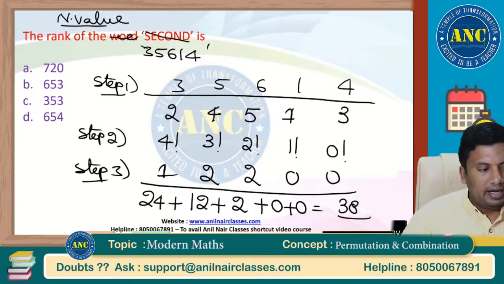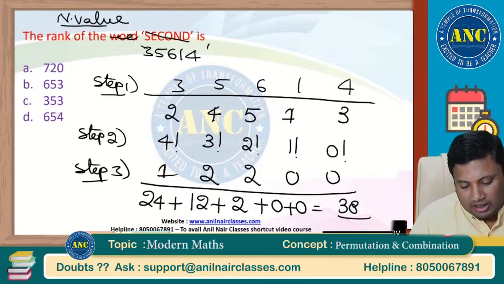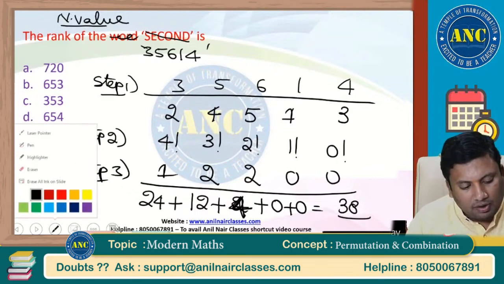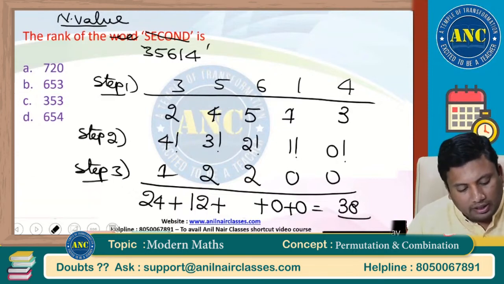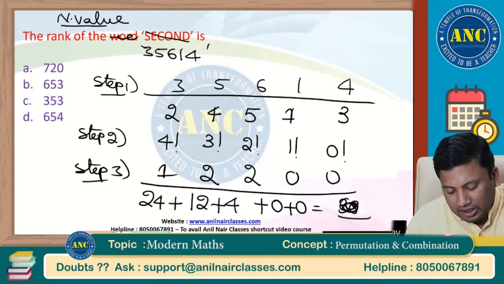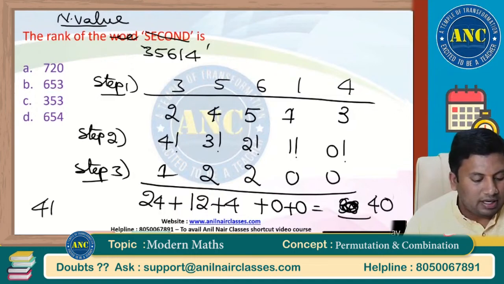38. Is there any mistake which I did? Please check it out. These 2 twos are, it is nothing but 4. Calculation mistake, please don't do it. This is nothing but 4. So 16 plus 24, 40. What is the rank of the numerical value?